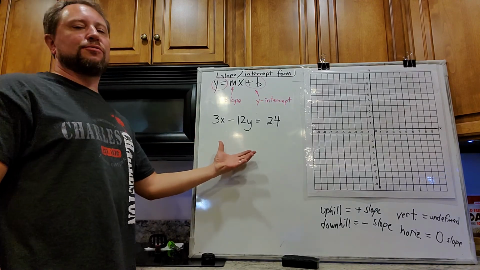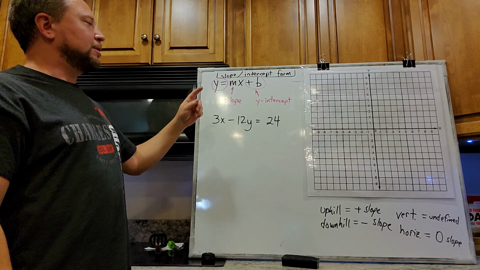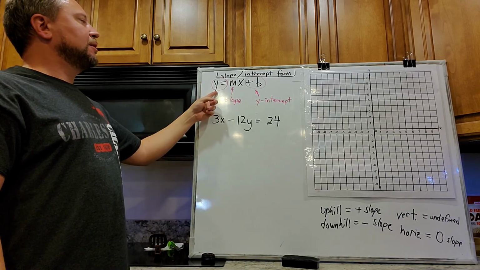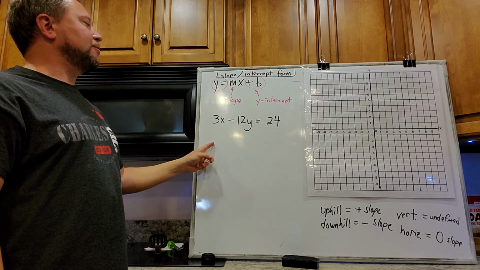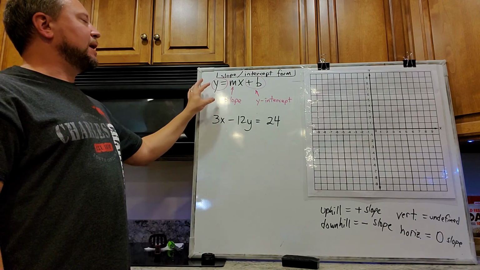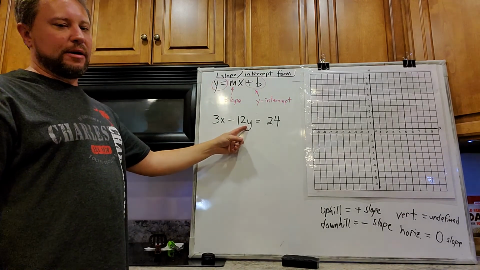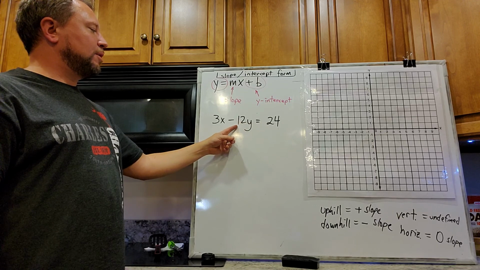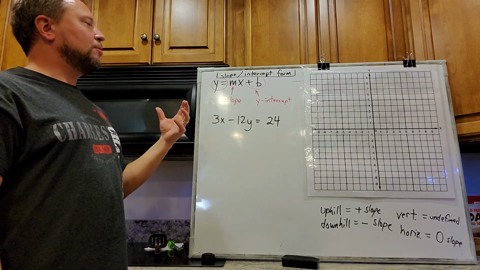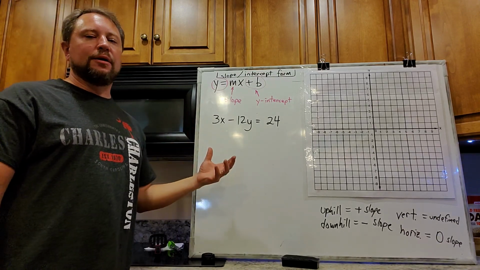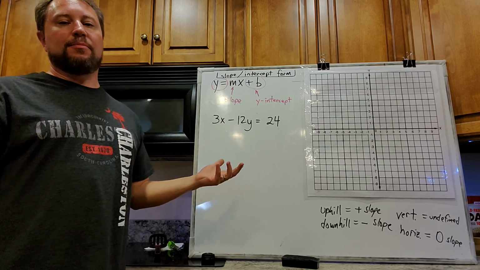Now, currently as it's written, I can tell right away it is not in slope-intercept form because from the get-go, remember I said that to be in slope-intercept form, the y has to be by itself on the one side. So it has to be solved for y. This is not solved for y. See how there's a 12 in front of the y, and then there's even a 3x over here with it. Okay, so we're going to have to do some work here to get this into slope-intercept form. We're going to have to do some algebra, basically.